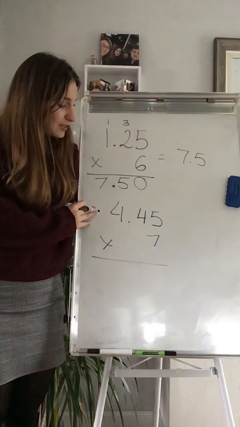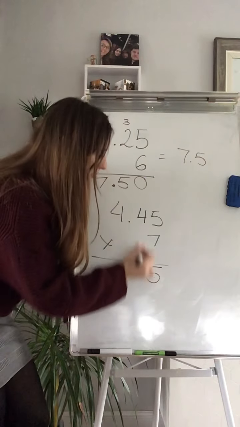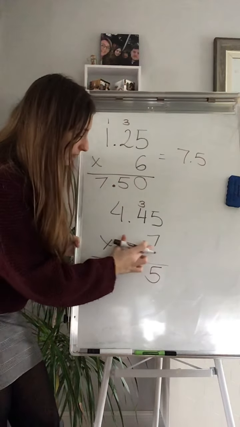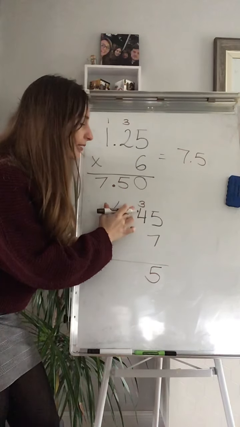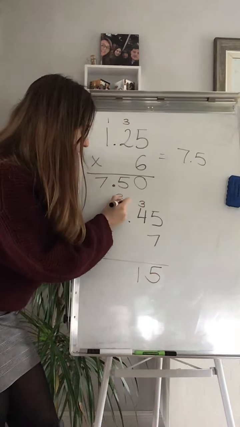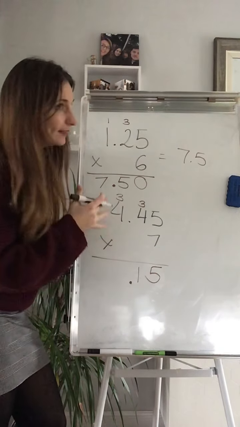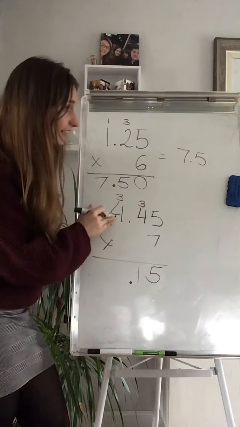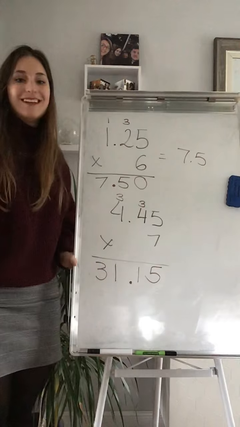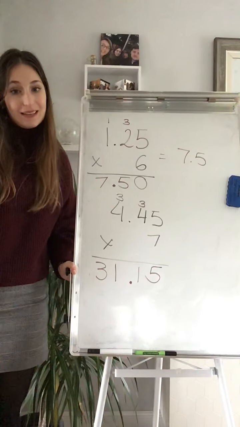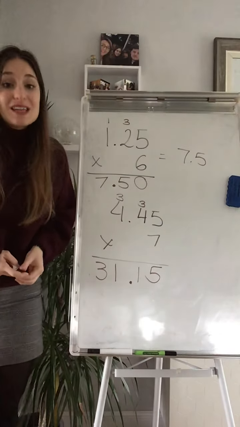Let's do the last one. 7 times 5 is 35. 7 times 4 is 28, add 3 is 31. Decimal point. 7 times 4 again is 28, add 3 is 31. So your answer should be 31.15. Okay, really simple, isn't it?